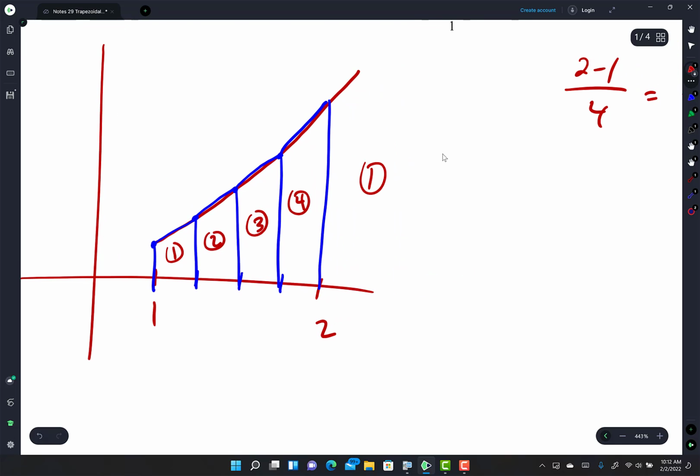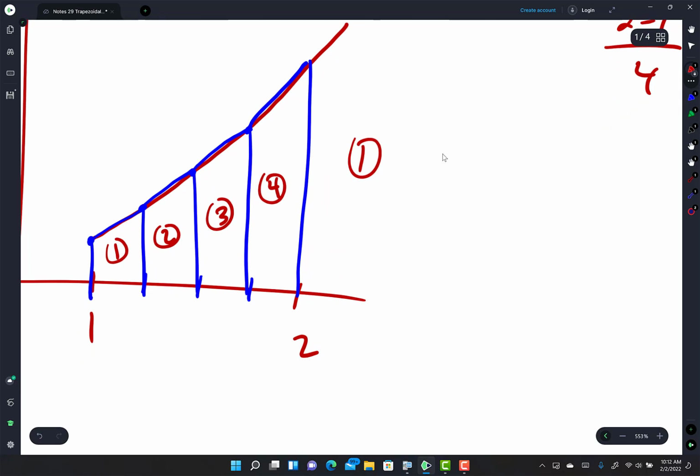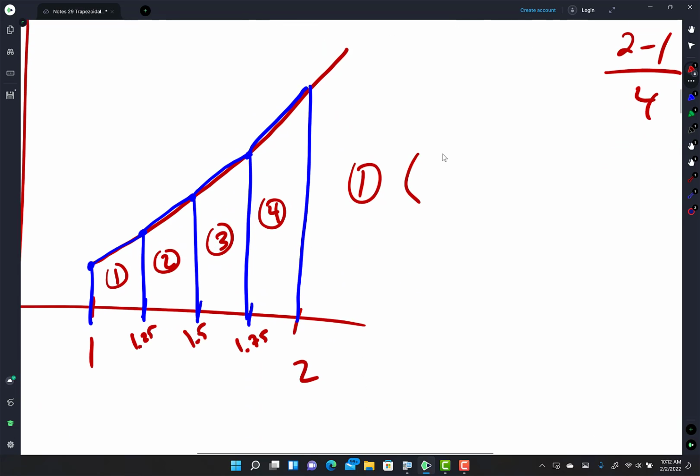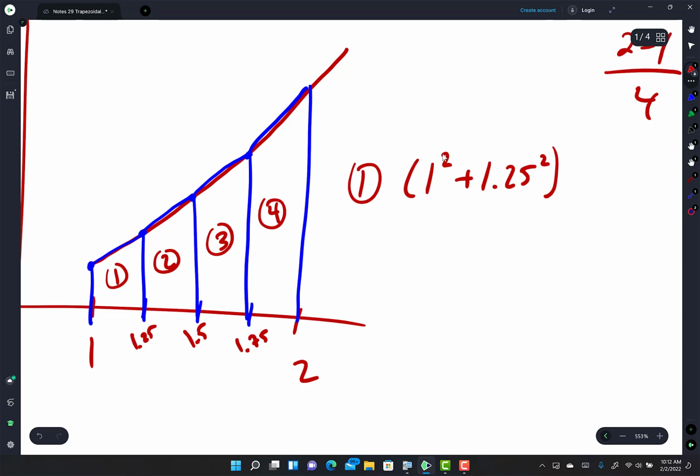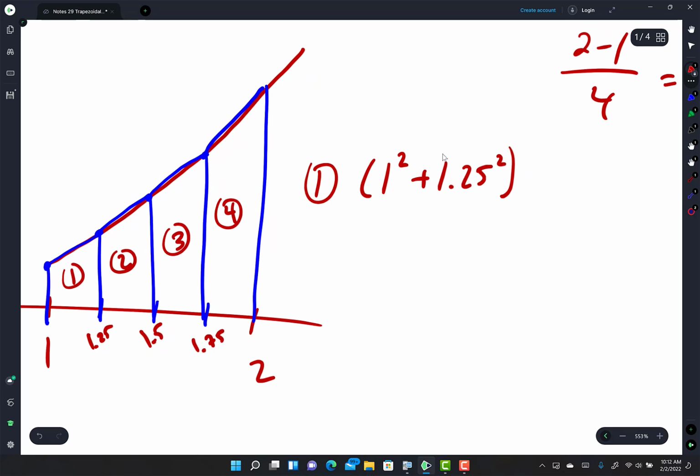Trapezoid 1 has an area of, well, let's see. Let me label the x-axis here. This is 1.5, that's 1.25, 1.75. Okay. Has an area of, let's see, base 1 plus base 2. The height of that base is determined by the y value, and the function is x squared, right? So it's going to be, let me put parentheses, 1 squared plus, you're going to need a calculator, 1.25 squared, close it. The height is 1/4, so I'm just going to put it as 0.25 since everything's in decimal. And I'm going to divide that by 2.